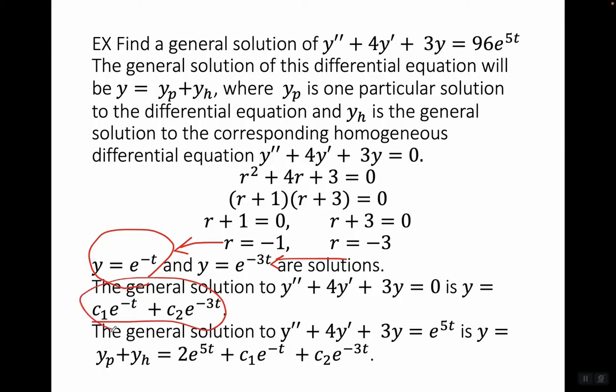And the general solution to the non-homogeneous differential equation is going to be y sub p plus y sub h. Here's your y sub p, 2 e to the 5t, and there's y sub h, c1 e to the negative t plus c2 e to the negative 3t. Okay, that's our general solution to the non-homogeneous differential equation.